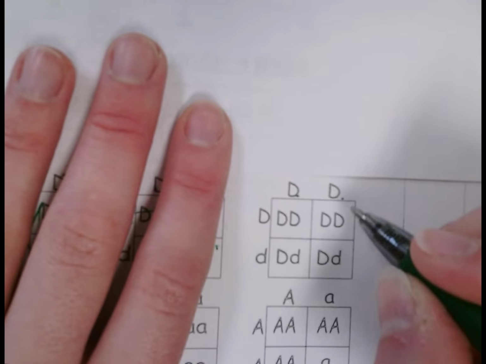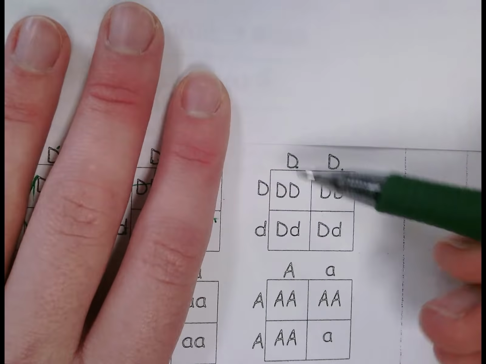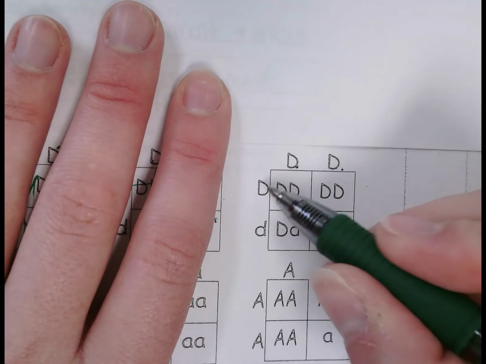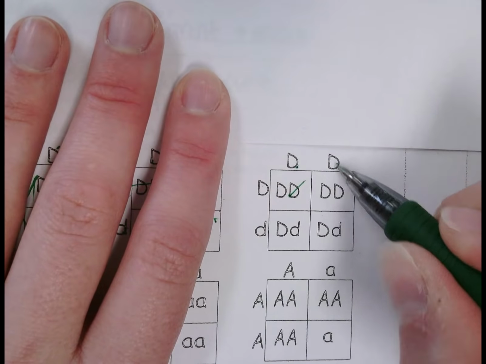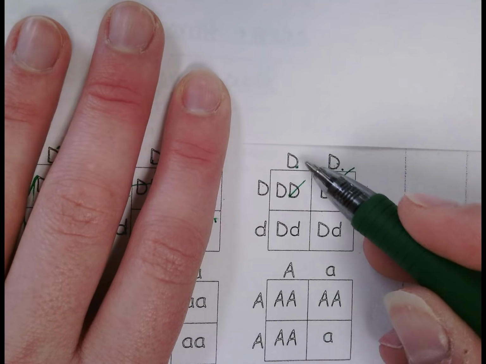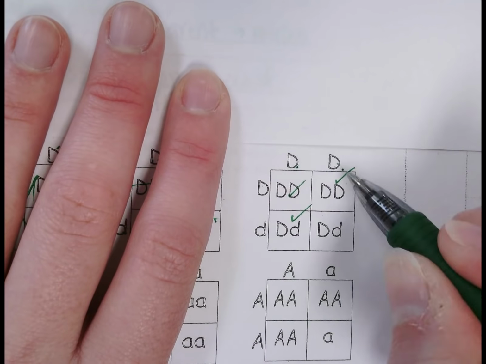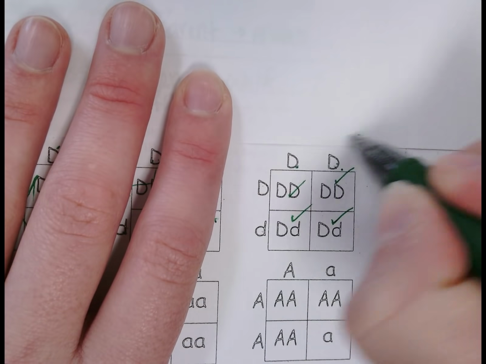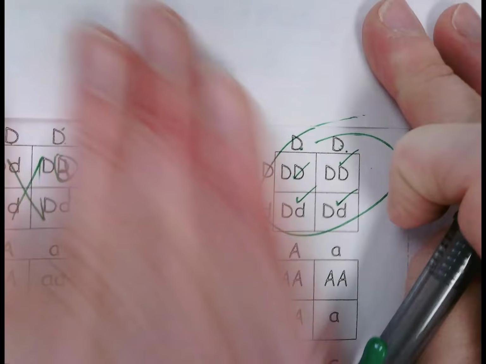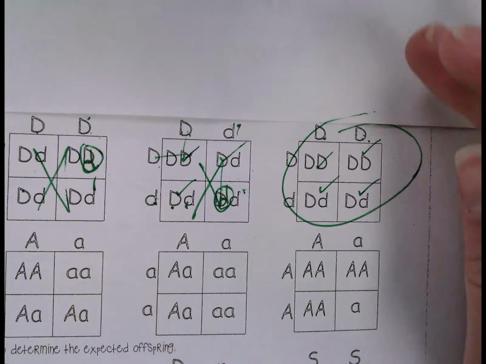Okay, let's look at this one. We have 1 homozygous dominant crossed with a heterozygous. So we have big D, that checks out. Big D, checks out. Big D, little d, checks out. Big D, little d, checks out. That one I know is correct. All right, so on that top row, there's only one that is correct.